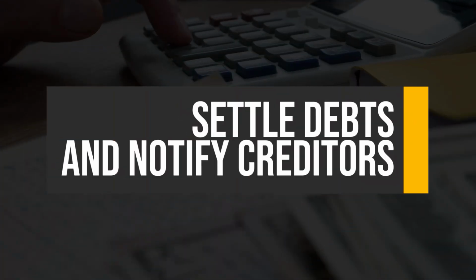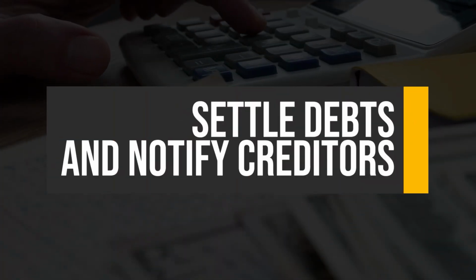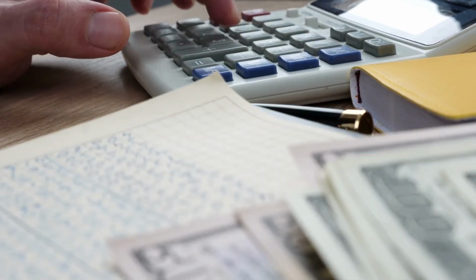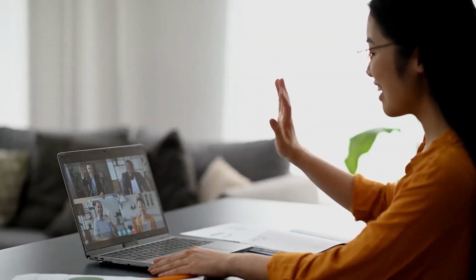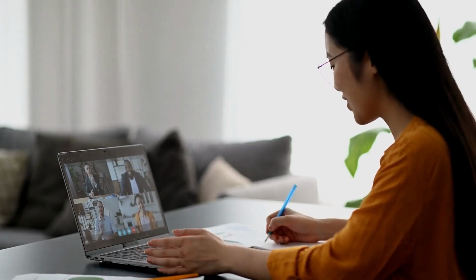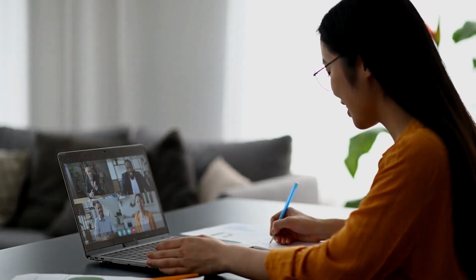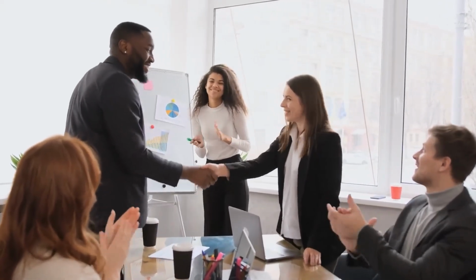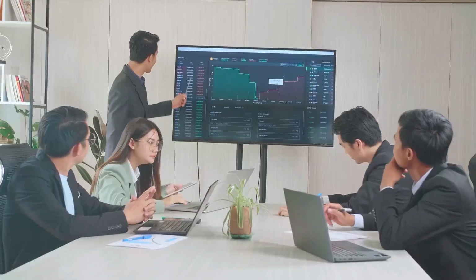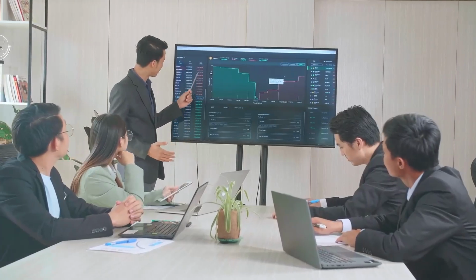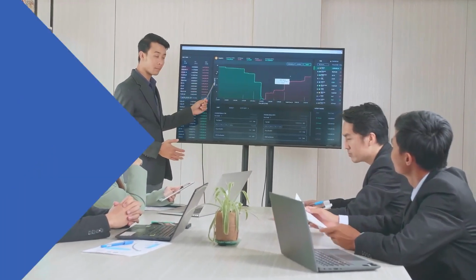Settle debts and notify creditors. Before finalizing your LLC's dissolution, it is crucial to settle any outstanding debts and obligations. Notify all known creditors about the impending dissolution and provide them with a deadline for submitting any claims against the LLC. This proactive approach helps limit future liability and ensures that all financial responsibilities are addressed before closure. Properly managing debts during this phase protects both the LLC and its members from potential legal issues down the line.